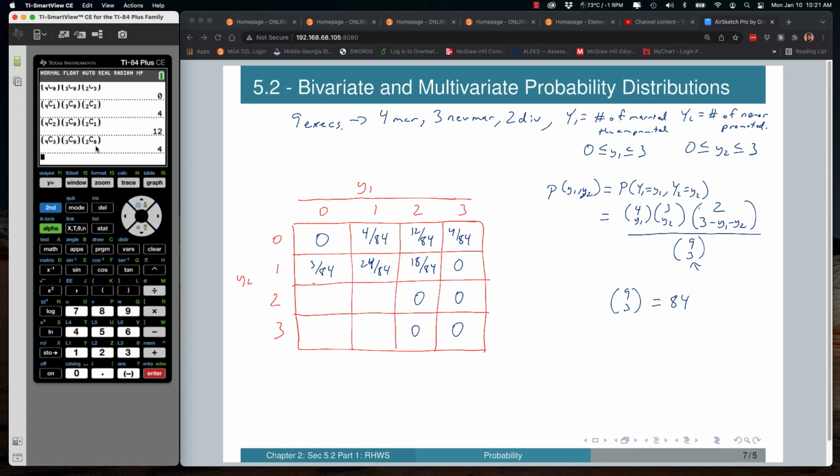2 plus 3 is 5 again. 1 plus 3 is 4. So that little diagonal down in the bottom corner there are all zeros. But the rest of these have valid probabilities. So 0 and 2 you could do, and that's 6 out of 84. y1 equals 1, y2 equals 2 is 12 over 84, and then this is 1 over 84. 0, and you chose all 3 to be the never married people. So there's your probability distribution.